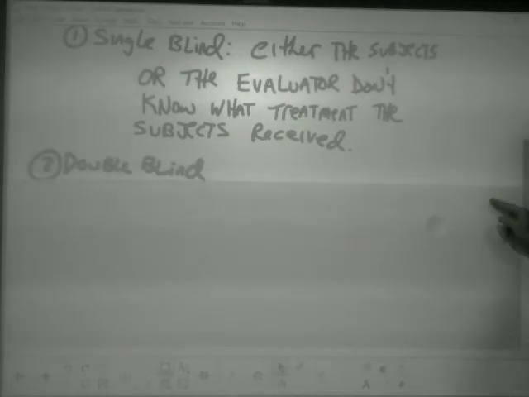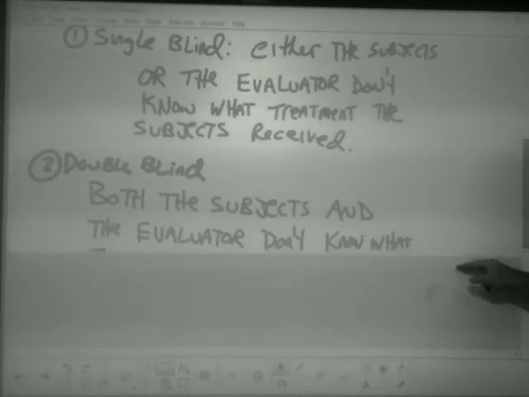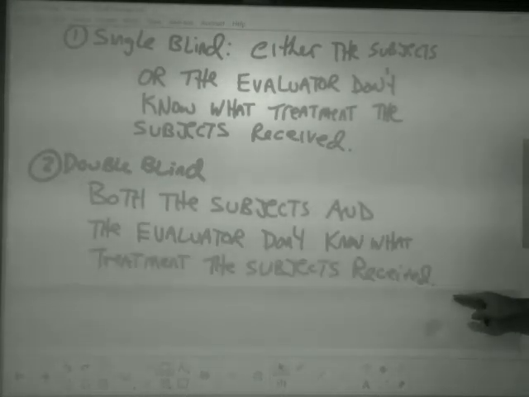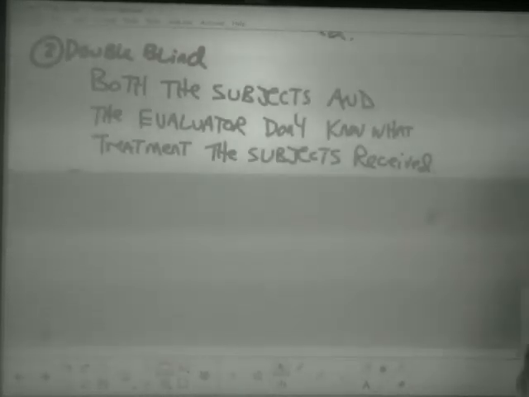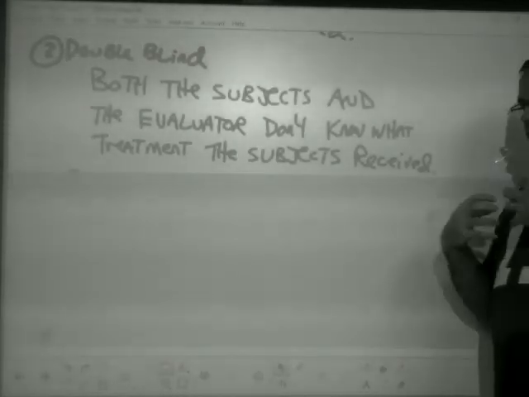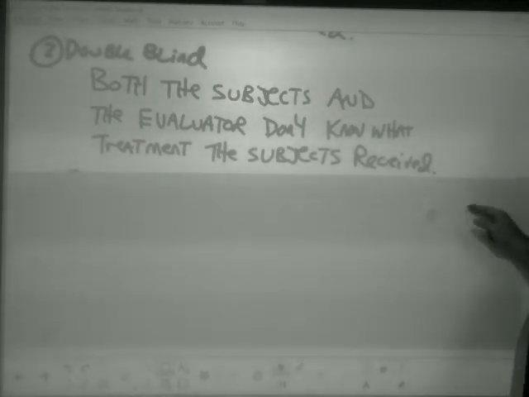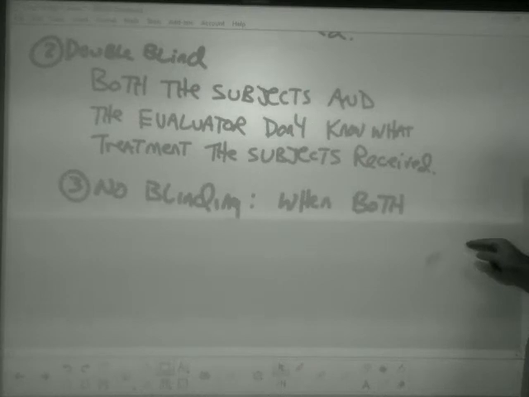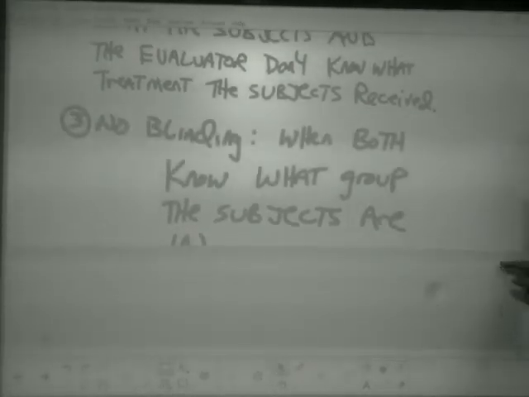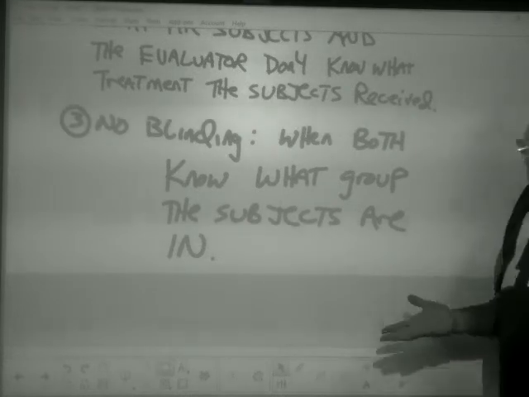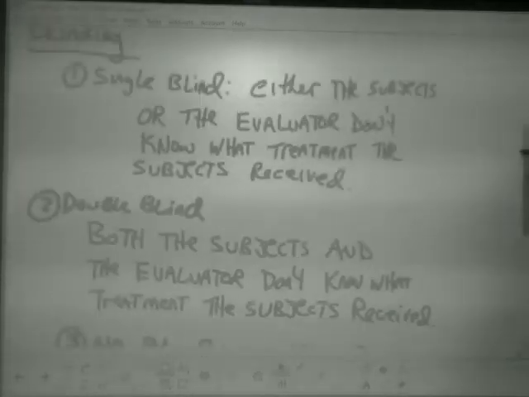Double blind, so hence the word double meaning two. Both the subject and the evaluator don't know what treatment the subjects receive. Okay? So both the person getting the treatment and the person evaluating, neither of them know what was received. And sometimes there's no blinding. When both know what group the subjects are in, then there's no blinding at all.